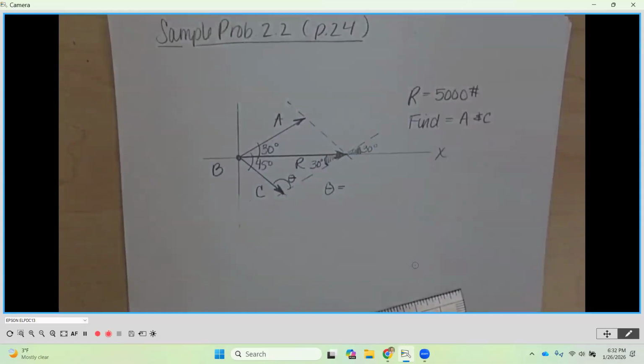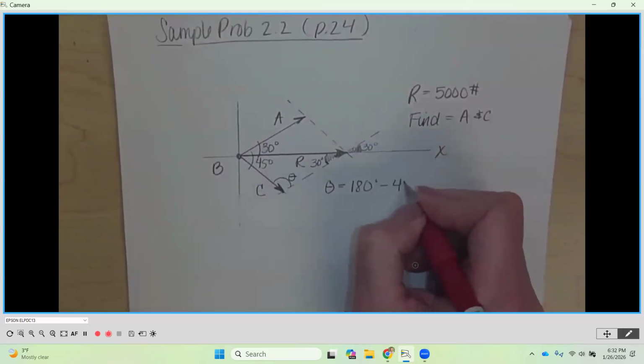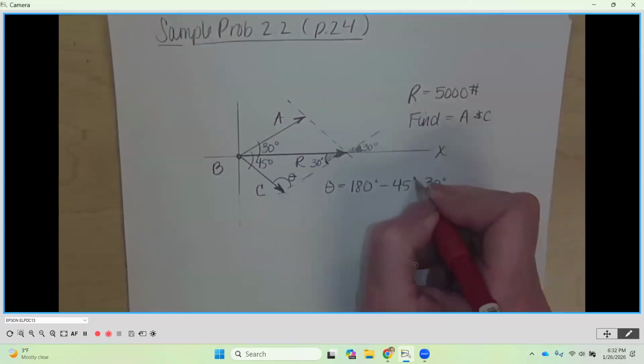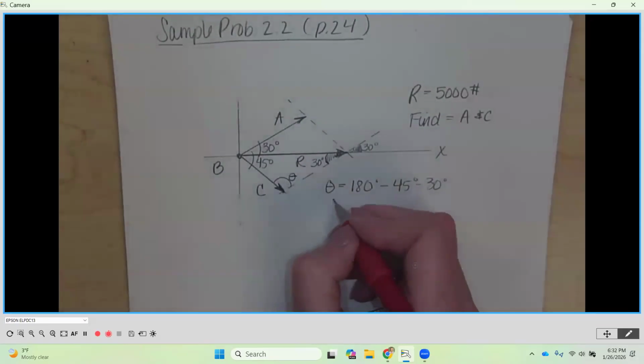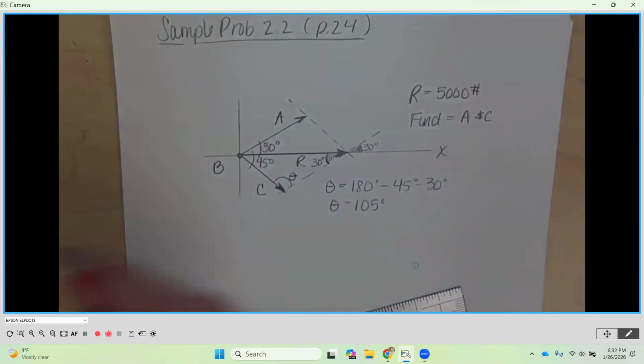What's theta equal to? What is it? 105. How did you get 105? Yes, so if I take 180 degrees minus 45 minus 30, my theta will be what's left over, 105 degrees, because the internal angles of a triangle have to add to 180 degrees, right? Is it all coming back?